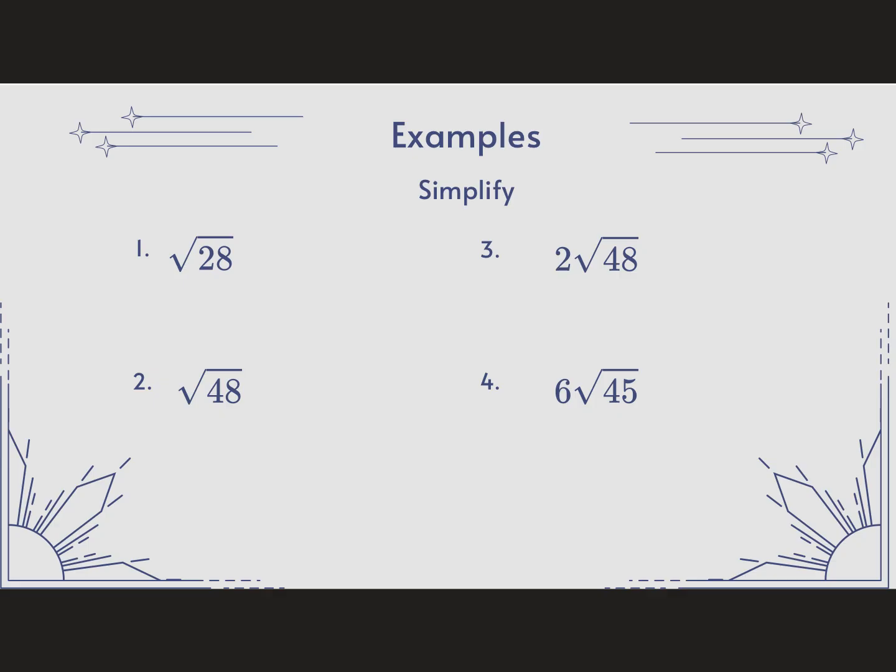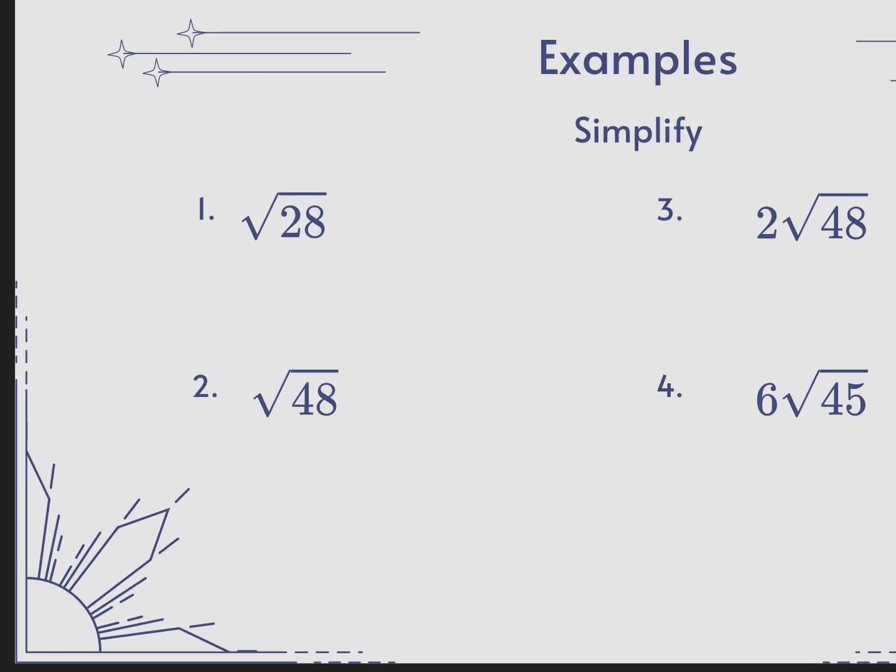All right, so let's do some examples here. Think about 28. If I'm going to break down 28, I'm going to write down my radical. Think about a perfect square that's in 28 and a non-perfect square. What times what gives you 28?